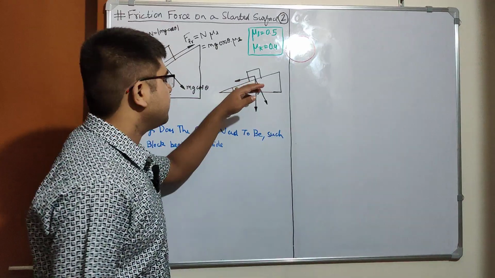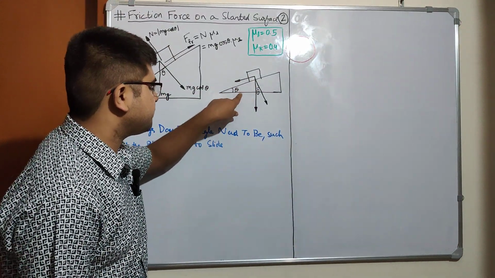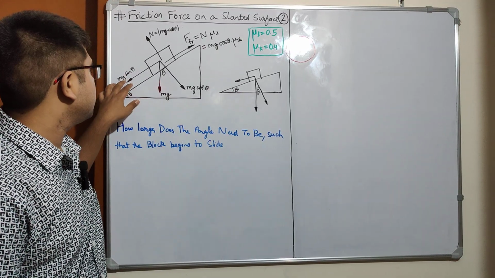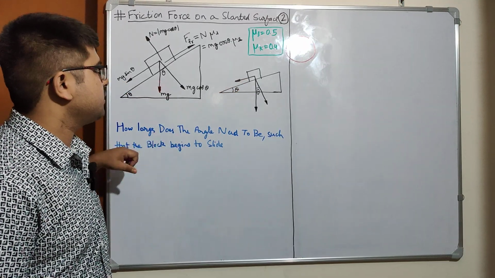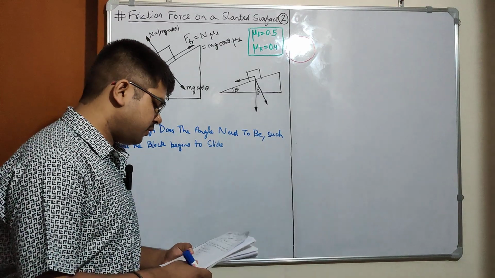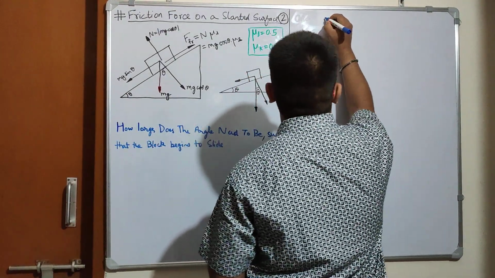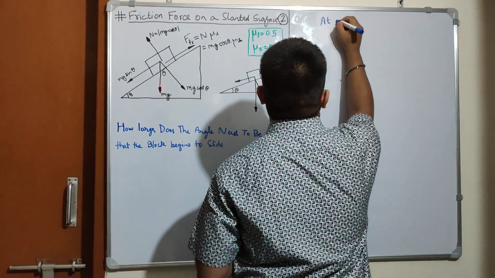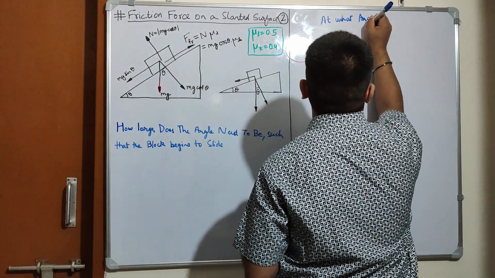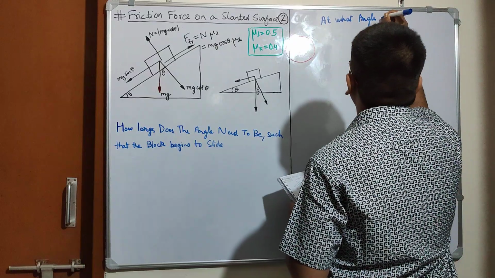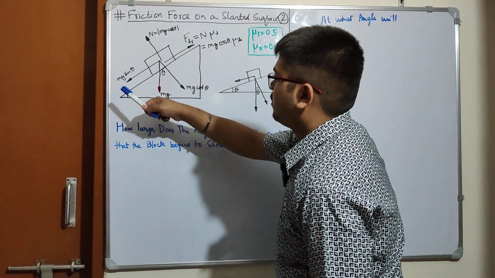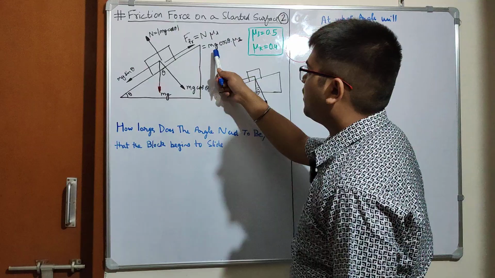At a smaller angle, if the block is kept at a smaller angle, then it will not slide because the friction force will be greater than the sliding force, that is mg sin theta. We need to find at what angle mg sin theta will be greater than the friction force.